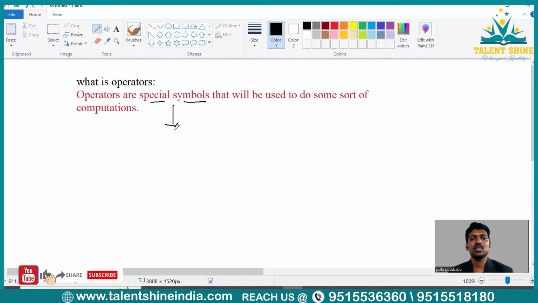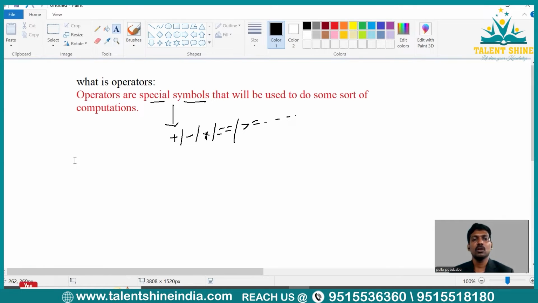Let me give a small example for these symbols. You may use plus or minus or a multiplication operator or a division operator, or else you may use equal to operator. The next one is greater than or equal to. We have plenty of operators. Operators are special symbols that we use in order to do some sort of computations. I hope it is clear to everybody.